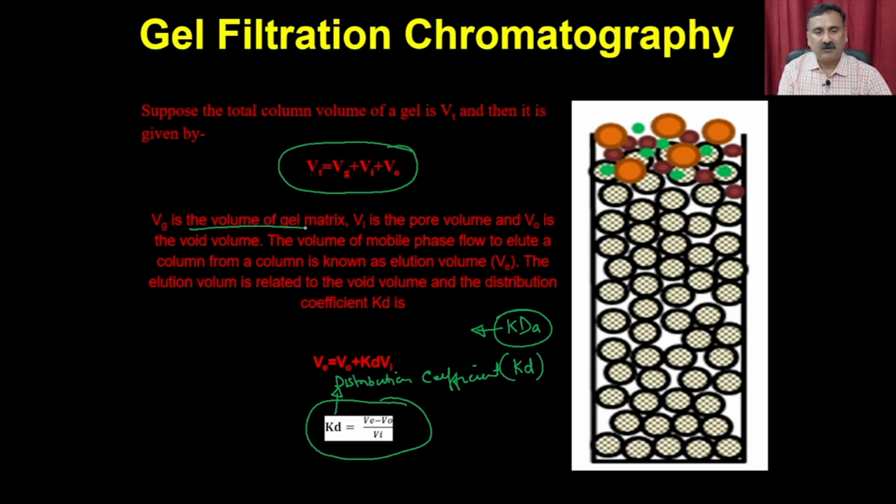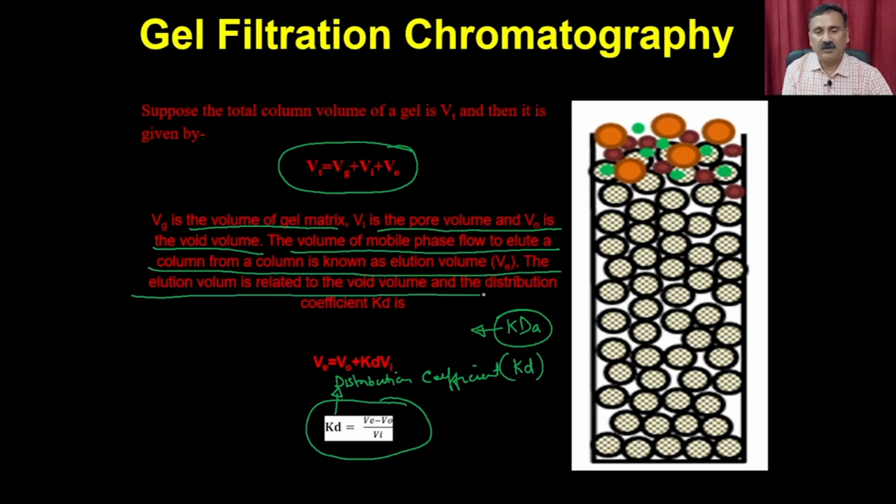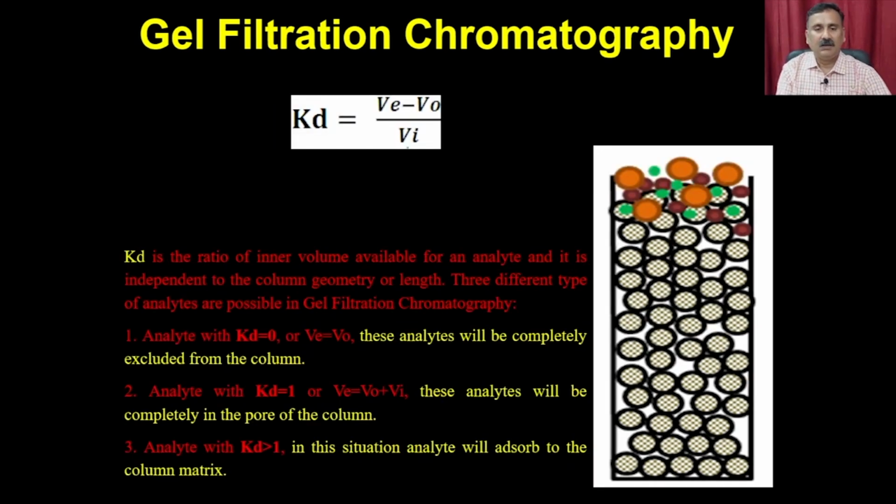So VT is the total volume of the gel, VI is the pore volume, and VO is the void volume. The volume of mobile phase flow required to elute a molecule from a column is known as elution volume. The elution volume is related to the void volume and the distribution coefficient, as VE is VO plus KD times VI. So using this, you can calculate the distribution coefficient, and depending on the distribution coefficient, the analytes could be of three types.